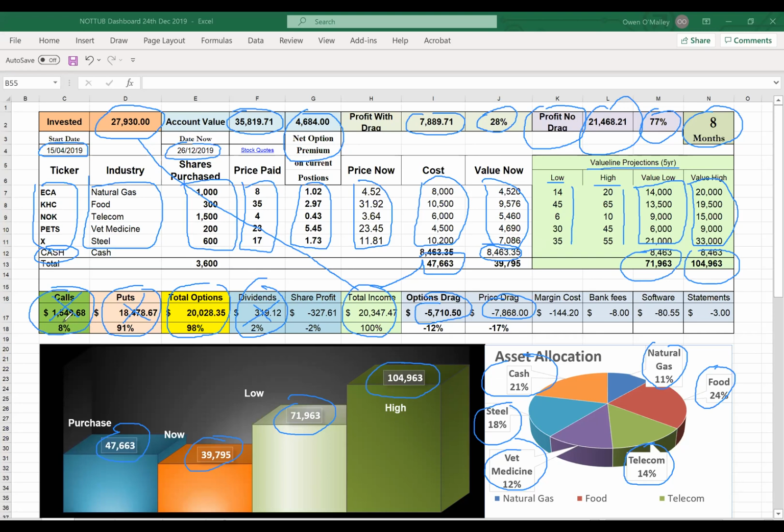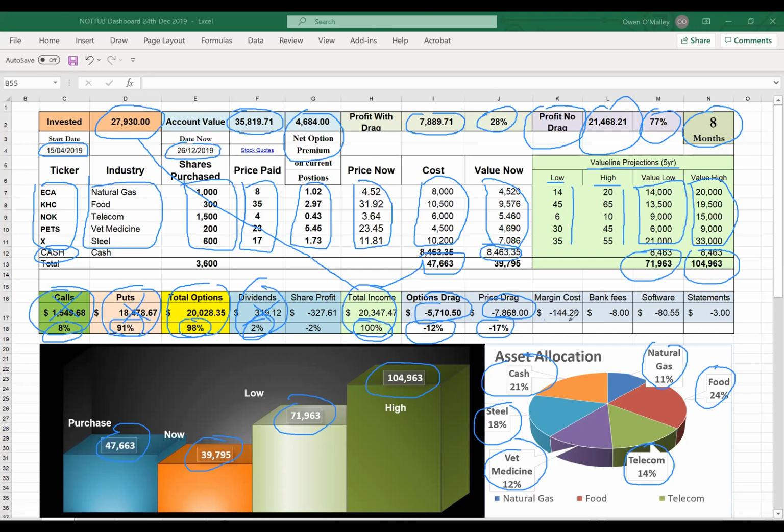These figures here just show the percentage of income. 8% has been call income, 91% has been put income, 98% has been total option income, and 2% has been dividend income. That just explains the breakdown of the 100% of total income. This 12% figure just explains the negative option drag, and the 70% is the price drag.